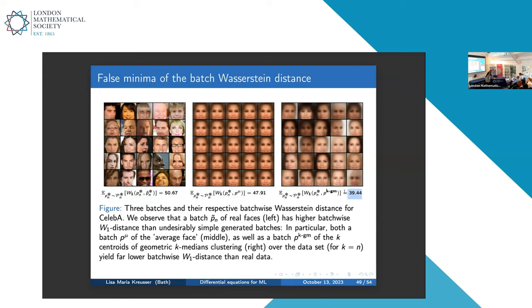one could also come up with geometric k-means clustering images and the associated batches for that and compute the Wasserstein distance. And in fact, it's even smaller than that, which clearly demonstrates that there's a bias in terms of geometric k-means clustering. And so wrong minima are definitely shown here.